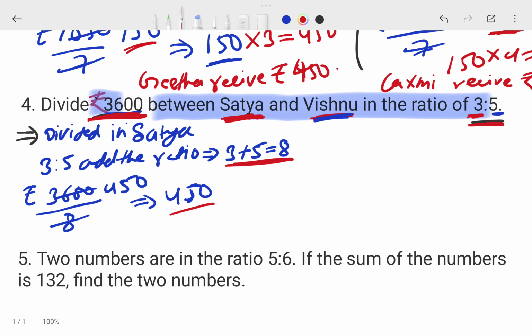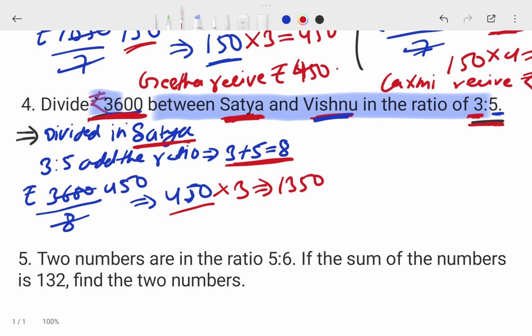So now what is the ratio of Satya? Satya's ratio is 3, so now multiply by 3. If you multiply 450 by 3, you will get the answer. That's going to be 1350.